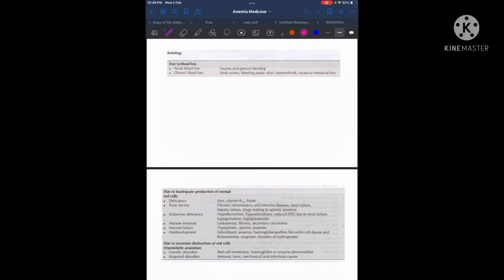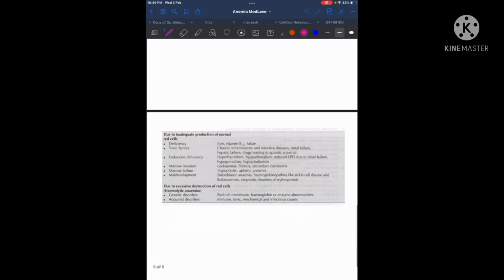Etiology of different types of anemia. In blood loss anemia, there is acute blood loss anemia and chronic blood loss anemia. Acute blood loss anemia is caused by trauma or postpartum bleeding. Chronic blood loss is caused by bleeding in peptic ulcer, hookworms, excessive menstrual loss, hemorrhoids, etc.